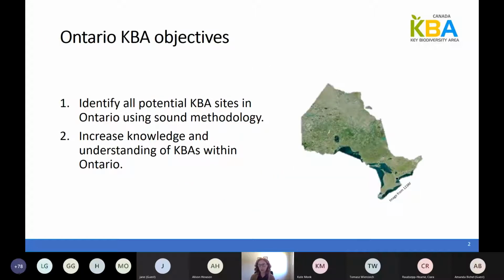So we have two broad objectives for the Ontario program. The first of which is to identify all potential KBA sites in Ontario using sound, unbiased methodology. And the second objective is to increase knowledge and understanding of KBAs within Ontario. So it's quite a new program still, so a lot of people don't know what KBAs are. So I appreciate everyone being here today, and everyone's attendance and future collaboration can help us achieve both of these goals.